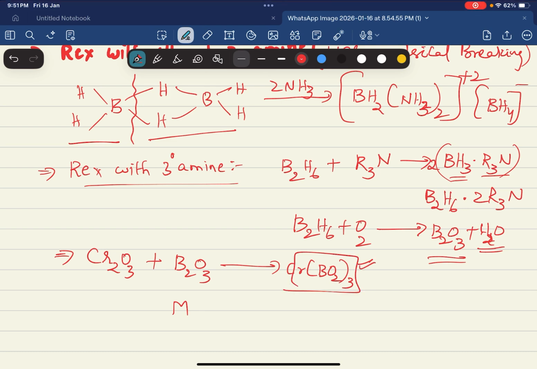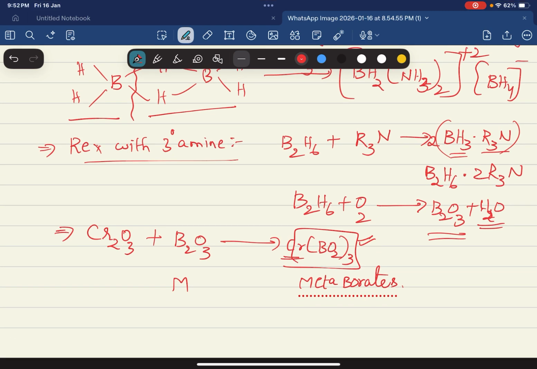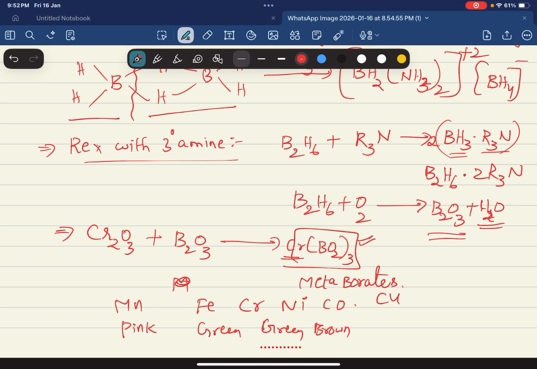Based on the color of this compound, we can determine the basic radical, like what metal is present in that borax bead, metaborates. These are called metaborates. So based on the metal present in it, we can see the color. Suppose Mn, iron, chromium, nickel, cobalt are the metals, and finally copper, because zinc is white only. So here Mn will be pink, iron will be green, chromium is green, nickel will be brown, and copper will be blue.